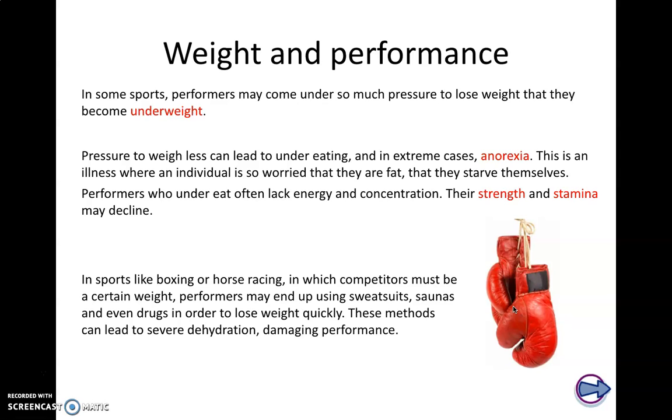It can be really dangerous. It could lead to dehydration, you might faint. And then the next day he's expected to go out and have an MMA fight, which is obviously very intense. So that's an example of someone trying to become underweight.